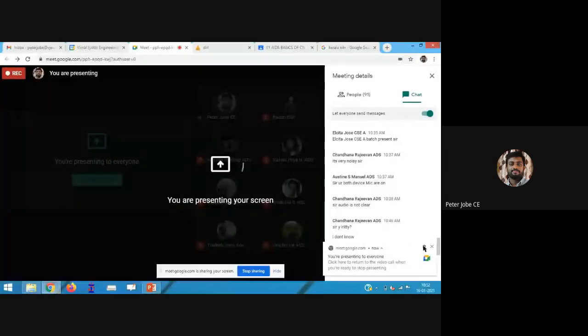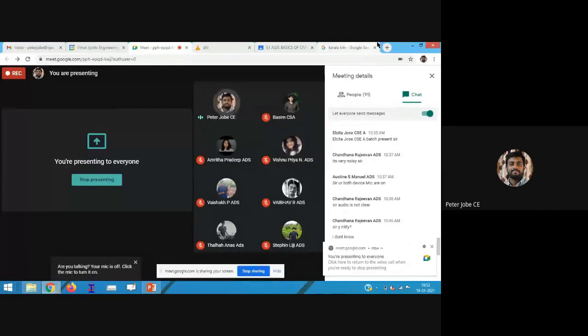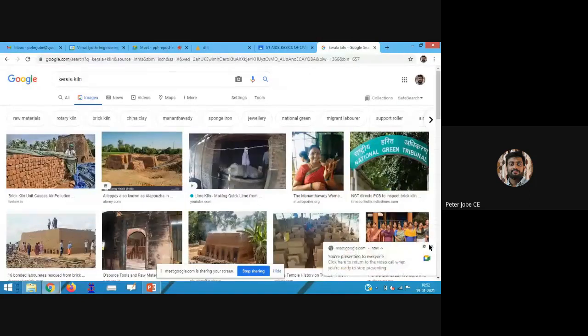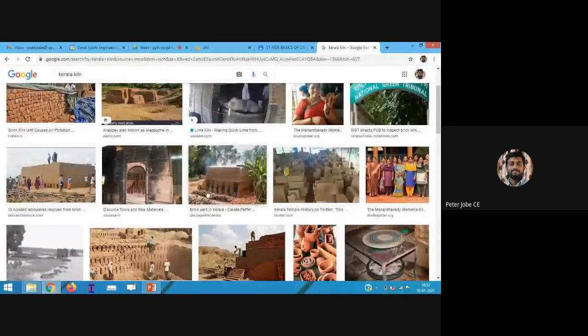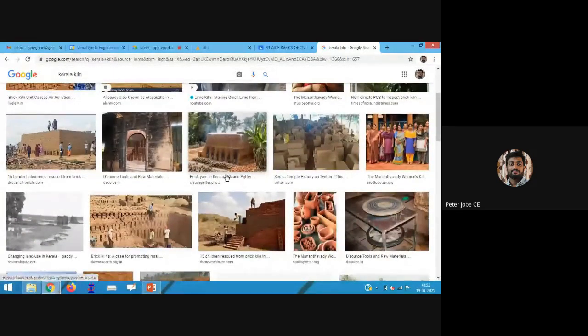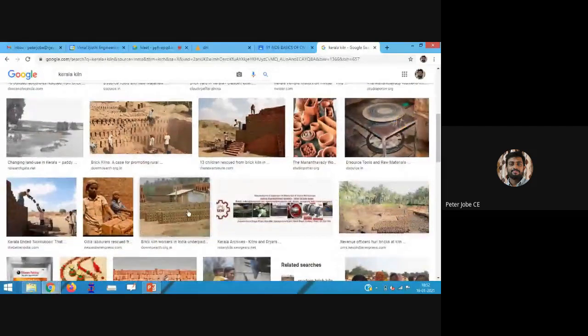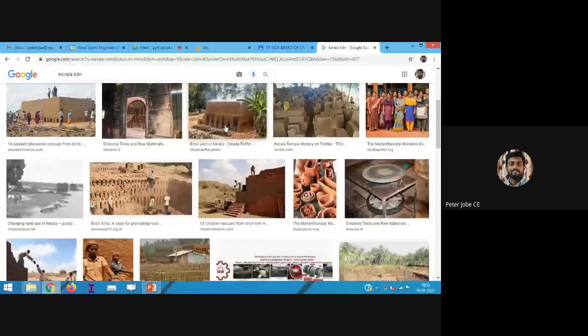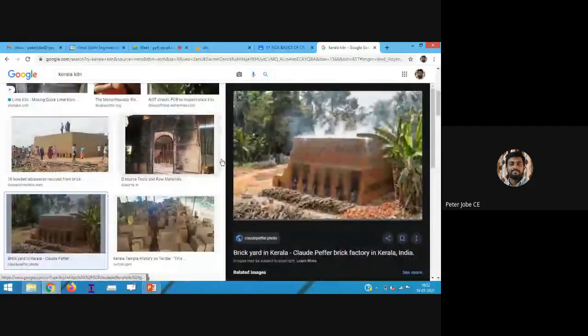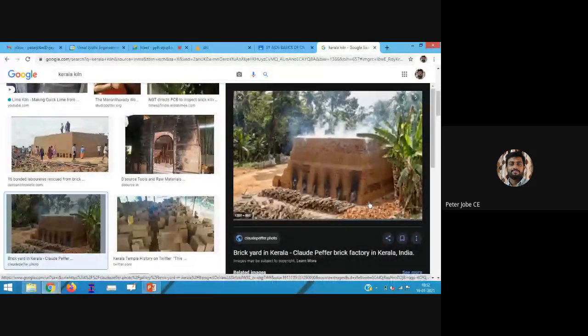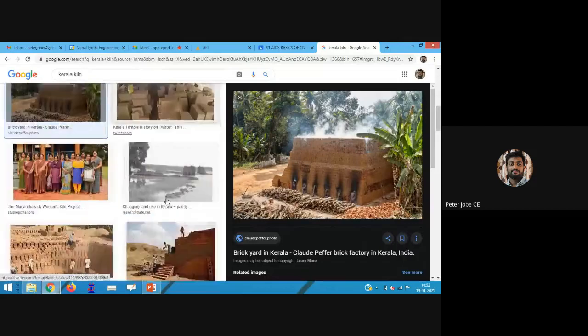So I think you started to see the presentation again, and you can see the images of a kiln. This is actually a kiln where we will arrange all these molded bricks in a specific shape, and then we will give fire from the bottom. If you focus here, on the right side, this is actually a kiln. So in our first class bricks, it will be properly burned.